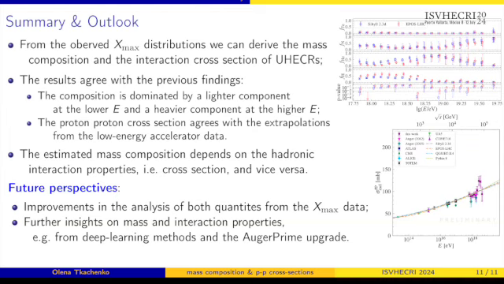Therefore, we need some improvements in the analysis of both quantities, for example the simultaneous estimation of both of them. And of course, there are also hopes for further insights on both mass and interaction properties from other methods, such as deep learning, or from the AugerPrime upgrade. Thank you.